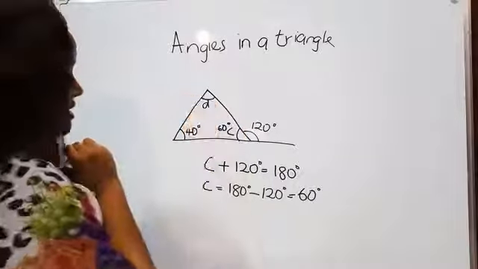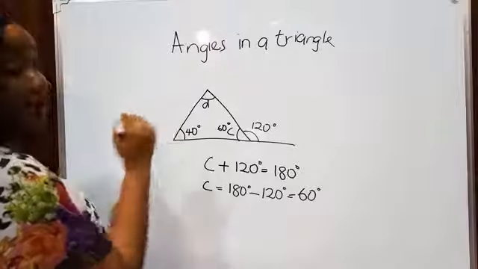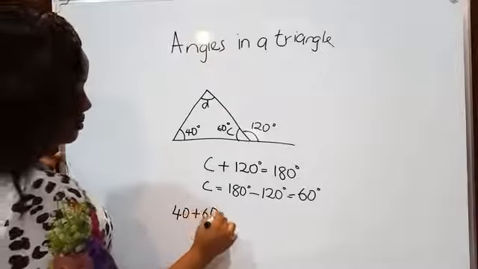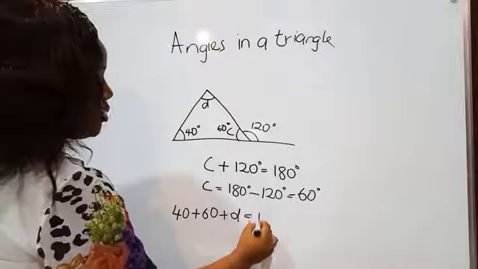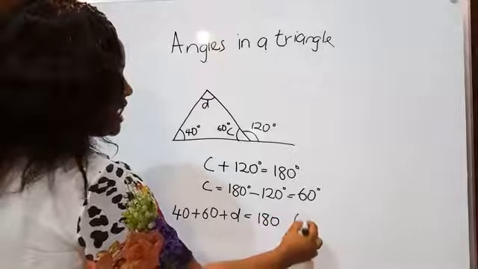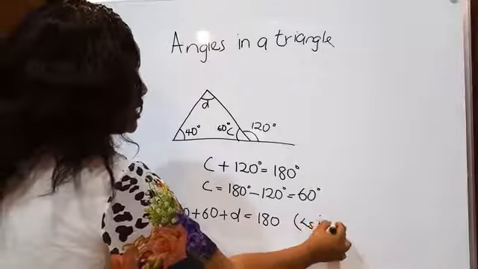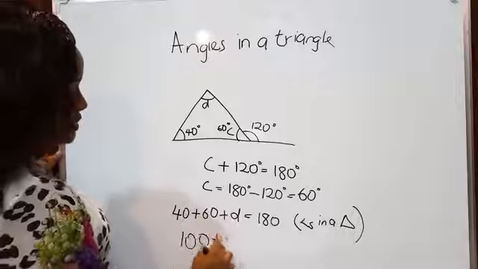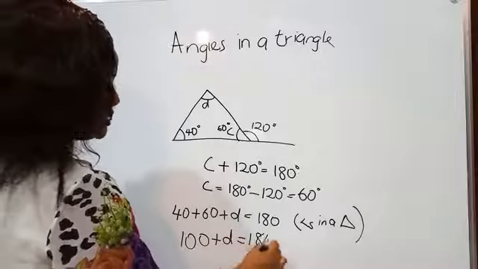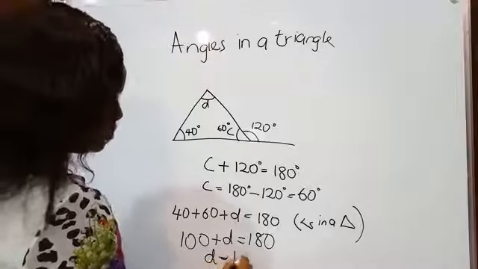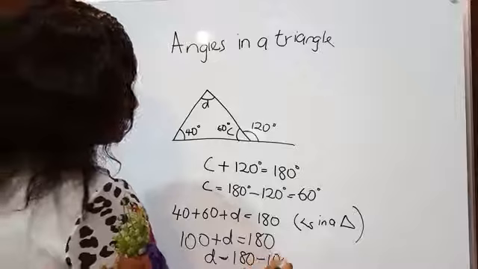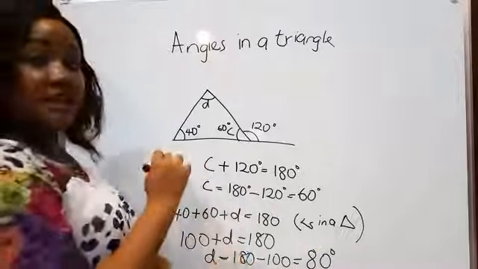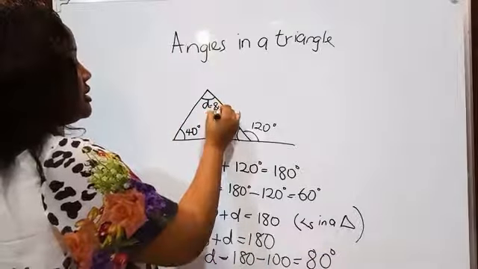We now need to find our D. And remember, sum of angles in a triangle, we now have 40 plus 60 plus D equals 180. So you have 100 plus D equals 180, and D equals 180 minus 100. That gives us 80 degrees. So our D equals 80 degrees.